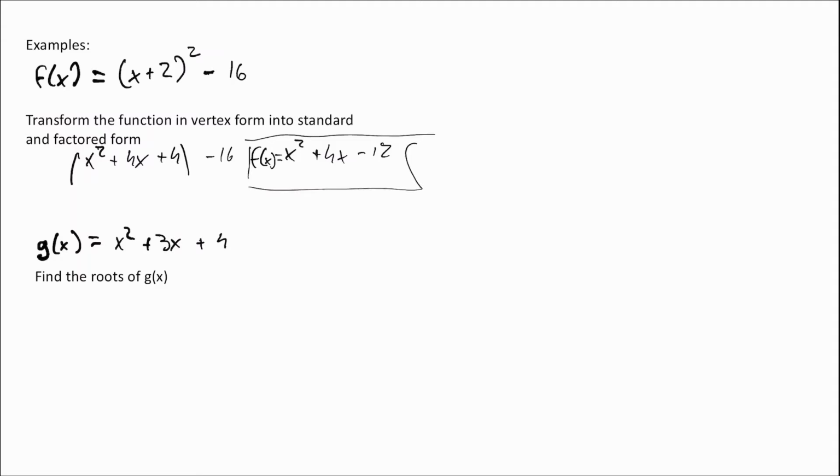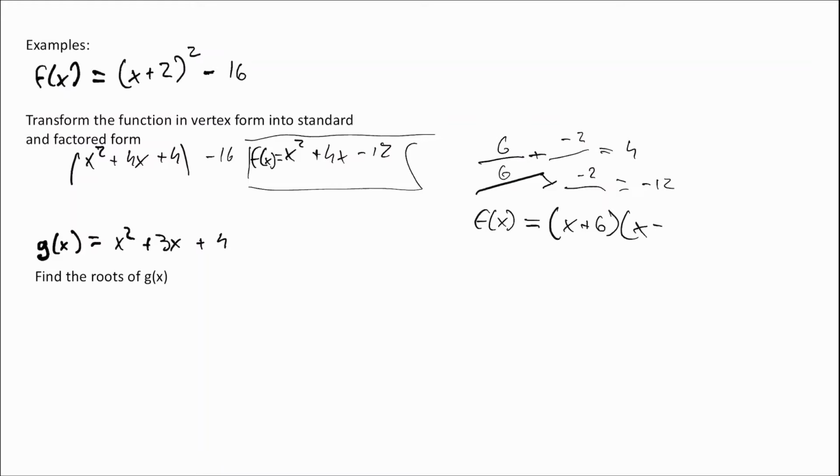Now I have to transform this into factored form. So factored form, I see that my a is equal to 1, so I can use sum and product. What plus what equals 4, and that same number times that same number equals negative 12. So my answer for that will be 6 and negative 2. So my factored form will be f of x equals x plus 6, x minus 2. That is my factored form.